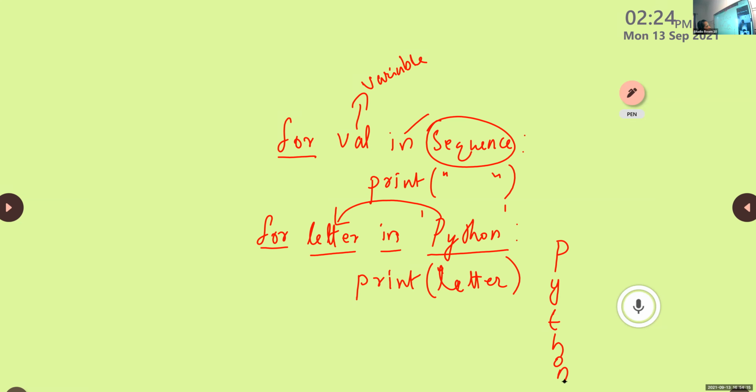Okay. Is it clear, children? Yes, ma'am. Okay. Anyone, any doubt related with this for loop? Okay.